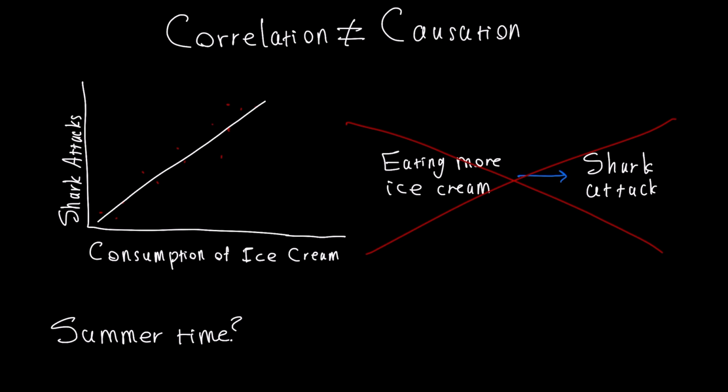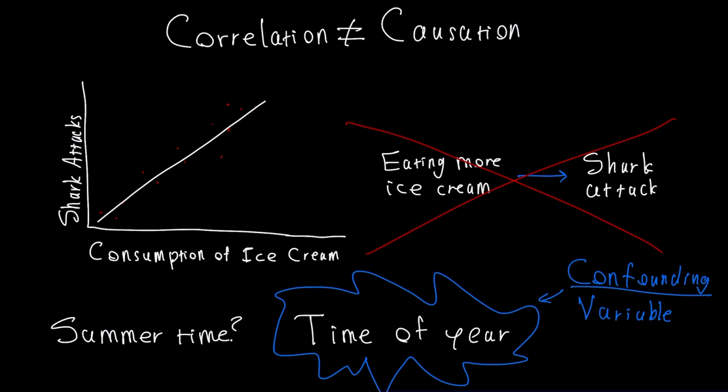So what we've identified here is that the time of the year is also a variable, and it's not one of our two variables. It's not our independent variable, it's not our dependent variable, but it does change the results. It does affect the relationship between the two variables we're looking at. So this is called a confounding variable.